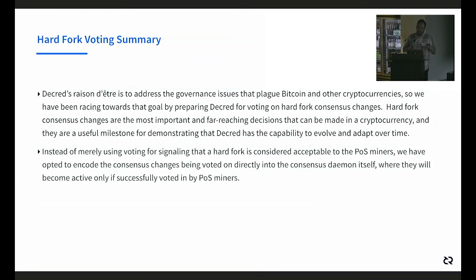We bake these changes in ahead of time with conditional statements that say, if this voting threshold is passed, activate this new section or change this section of consensus code. So when we do this hard fork voting, this is not a signal. This is not people trusting us to do things. We've already demonstrated that we trust the users to do what they want, and we push the code to them, and then it self-activates.